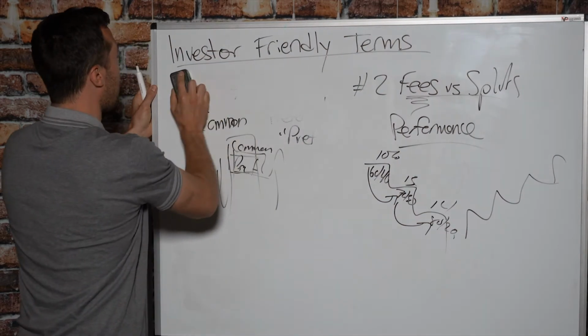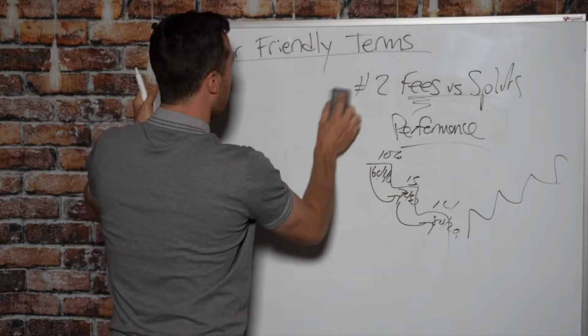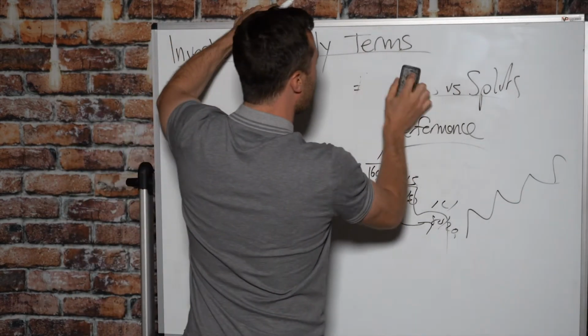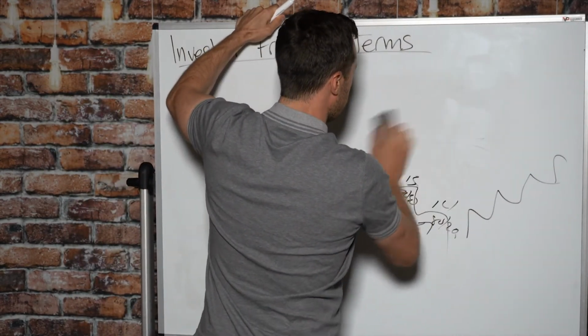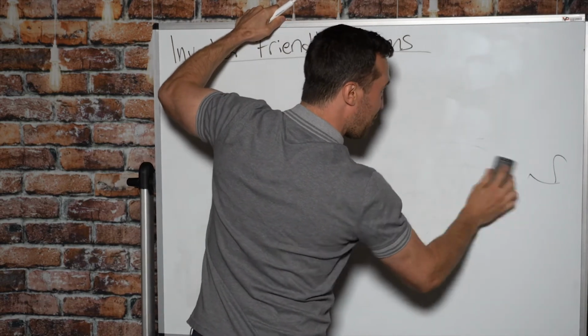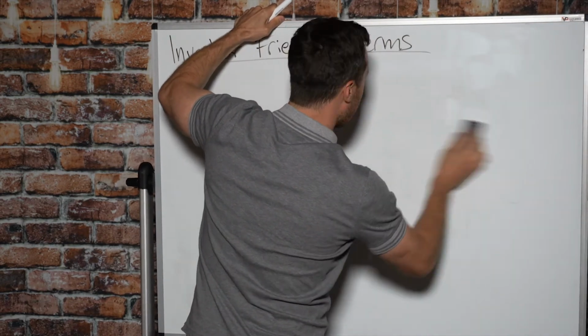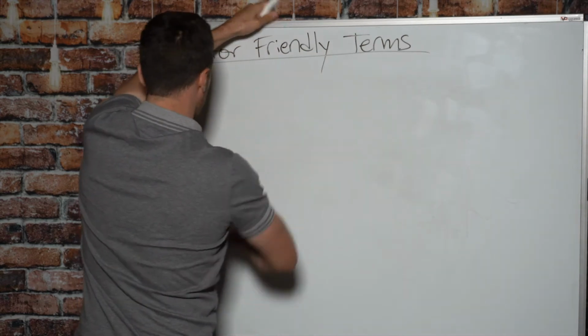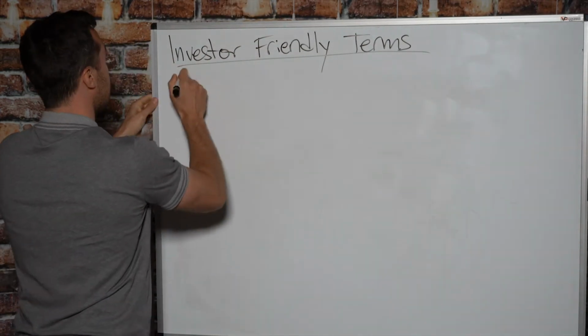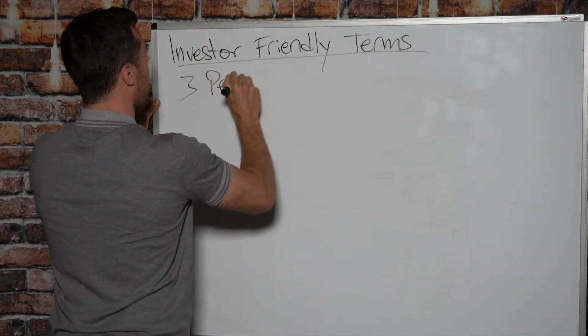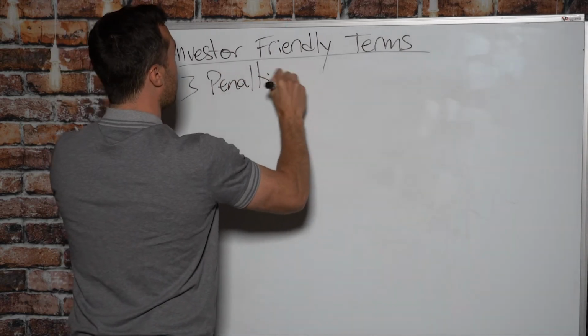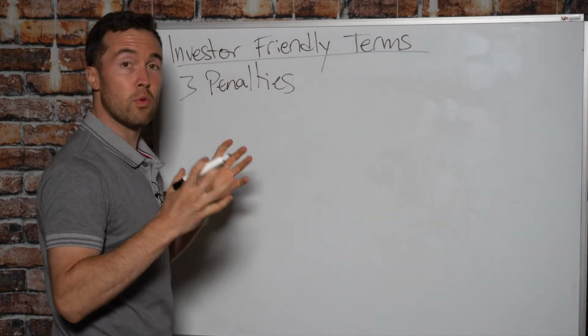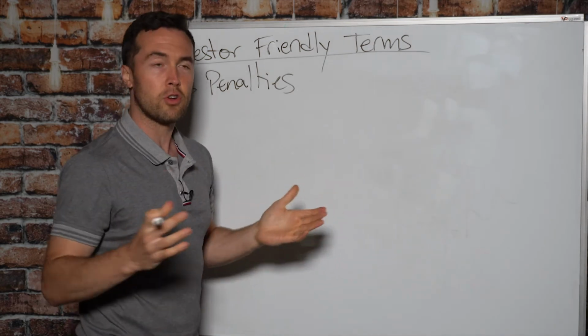Now let's talk about number 3. And number 3 is one that a lot of people don't really think about. This often gets missed because people like looking at the dollar figures when they're looking at marketing packages and all of that, but they really miss this one. And number 3 is penalties. Now this applies to not only syndications, but also to real estate funds, especially the longer term ones.